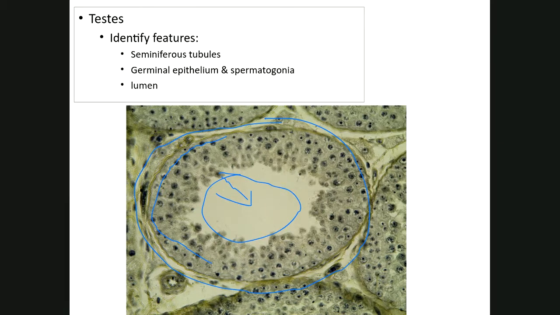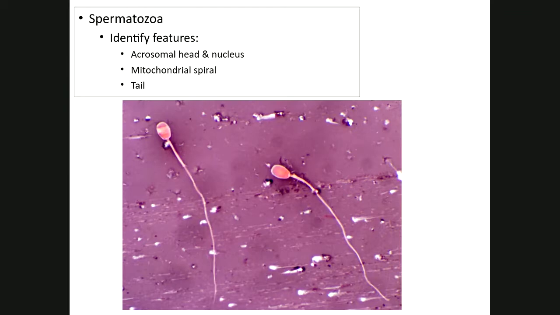So those are the types of things you want to be able to identify within the testes as it relates to the seminiferous tubules. Next, we have spermatozoa. These are a histological section of a couple of mature sperm. And what you're looking to identify here are a few things.